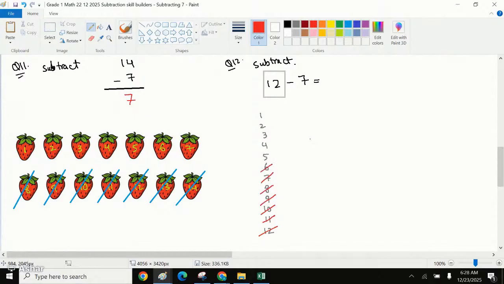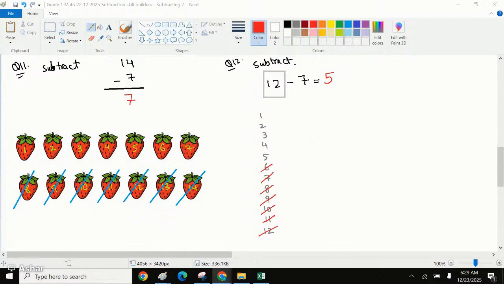So how many numbers are we left with? 1, 2, 3, 4, 5. That means our answer is 5. Agreed? Yes. 12 minus 7 would be 5. Okay?